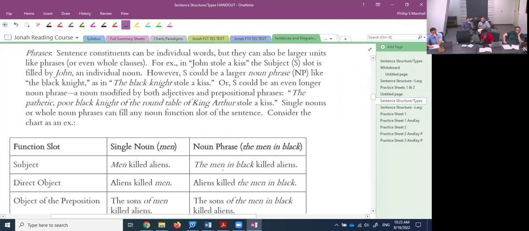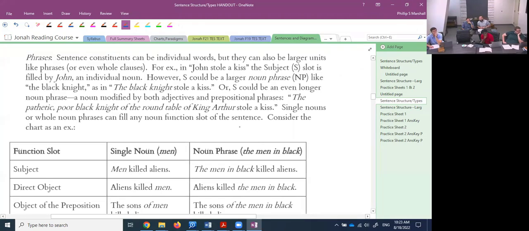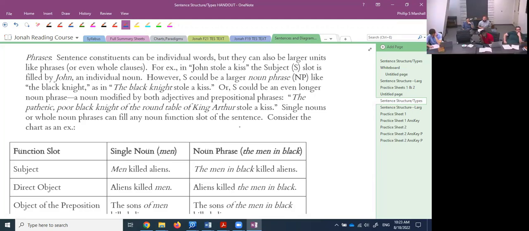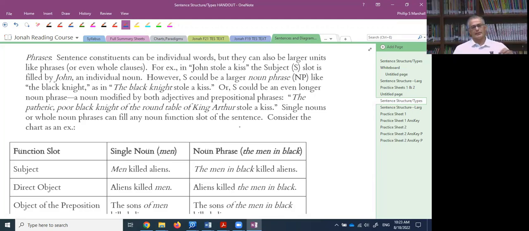Dr. Marshall, if an adverb were to be stuck in there, would it be a constituent, or would you just label it an adverb and kind of move on? Yeah, adverbs are adjuncts. For the most part, adverbs are not required grammatically.